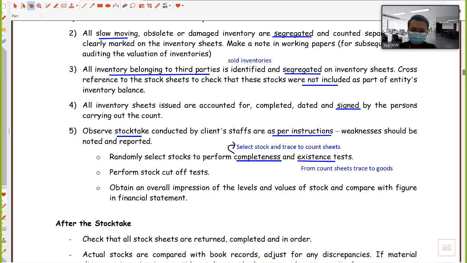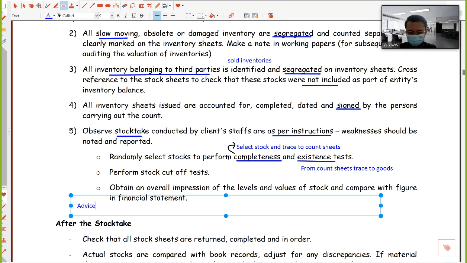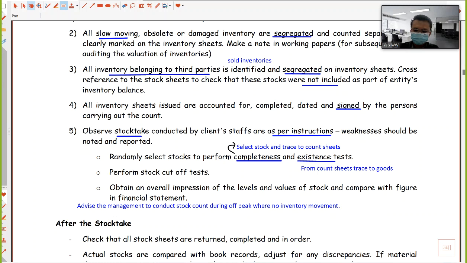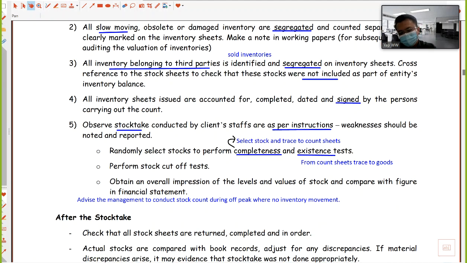Perform cut-off test. Cut-off test means if the goods are moving in, you must exclude them. Of course, the best is you don't have the goods moving in and out during the stock count. So please write here, advise the management to conduct stock count during off-peak, where no inventory movement. Okay. No inventory movement, then we perform the stock count.